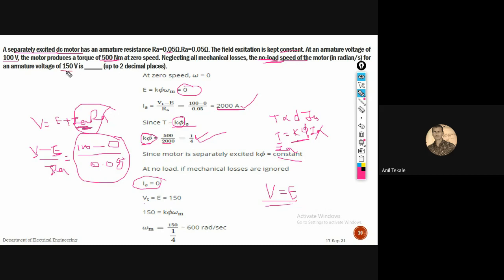So what is V? How much voltage is given? 150 volt. But what is the value for E? How can we write E? E we can write as K phi into omega m. Again we know that K phi is a constant, meaning we already calculated the value of K phi and it will remain the same. So 150 is equal to 1 by 4 omega m, and that 4 goes to the multiplication side. So what will be the value for omega m? 600 radians per second.